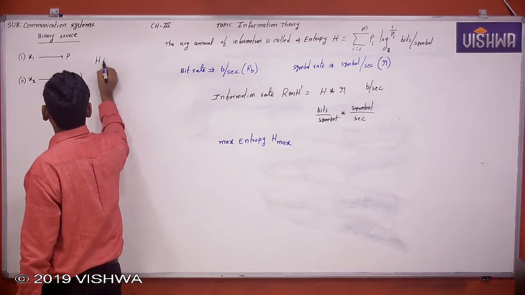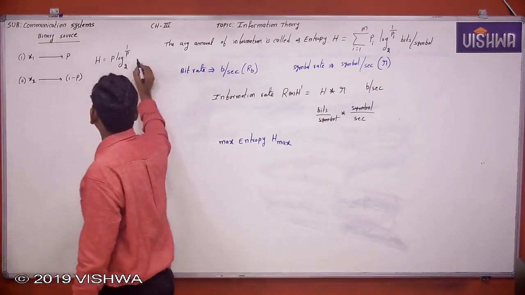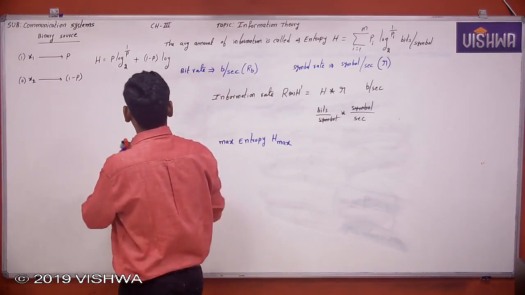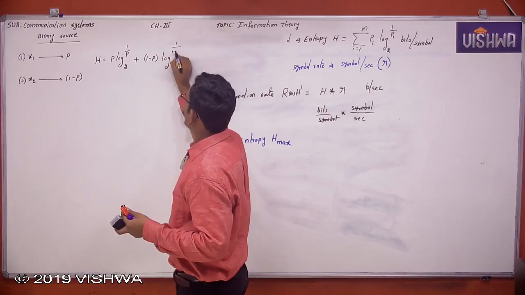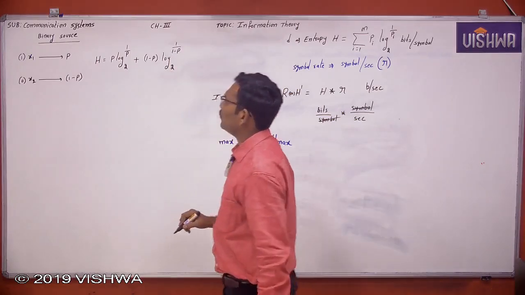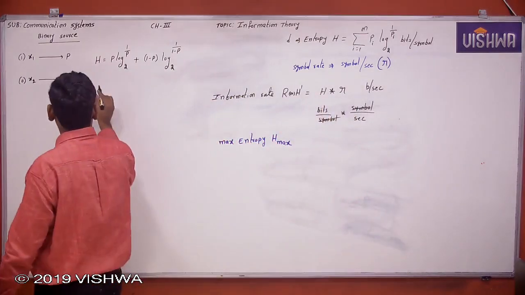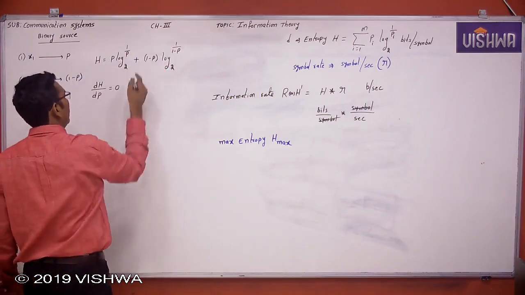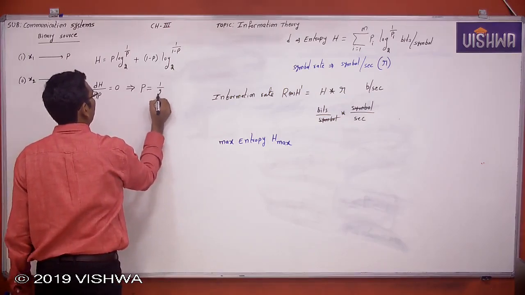The entropy H is equal to p log 1 by p base 2 plus 1 minus p log 1 by 1 minus p base 2. This is the entropy of a binary source. But I want the maximum entropy. For finding the maximum value, you differentiate this entropy with respect to probability and equate to 0. Then you get a root, p equal to 1 by 2.